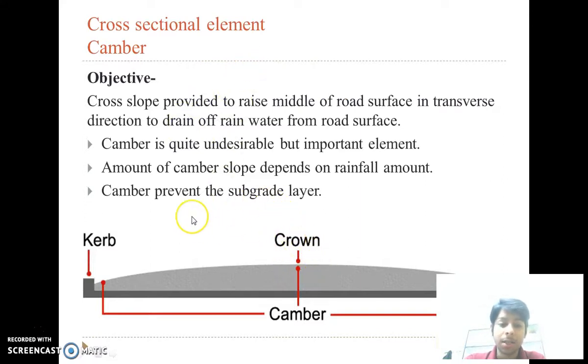If we don't provide this, then what happens? The water will accumulate over the road and percolate to the subgrade, and it affects our pavement. So we are providing this to avoid the accumulation of rainwater over our road. And one more thing, when rainwater accumulates, there are chances of slipping and skidding of vehicles also. So this is quite undesirable, but yet it is an important element of our roads.